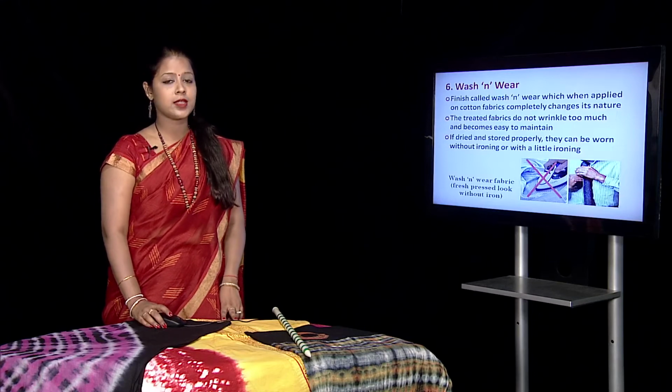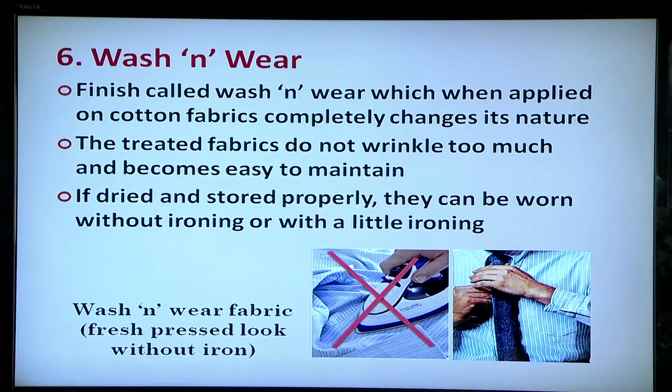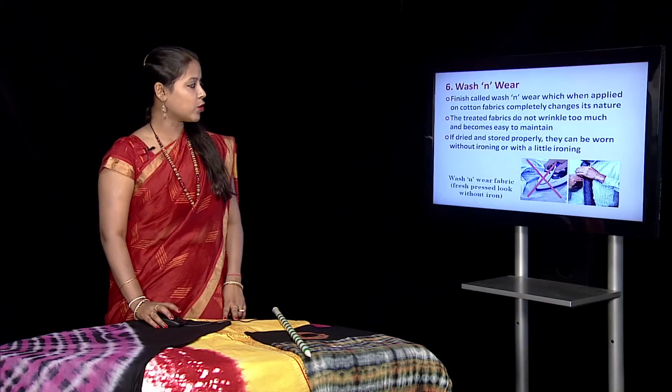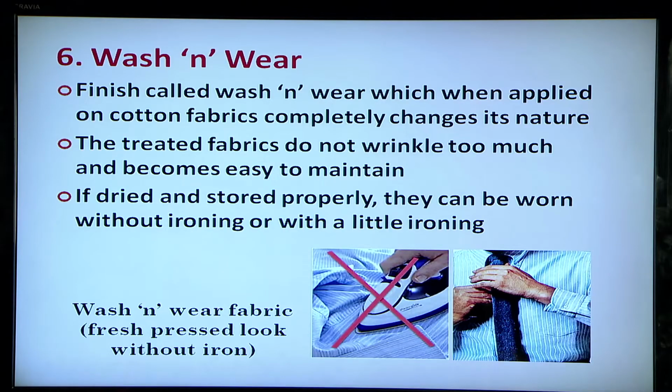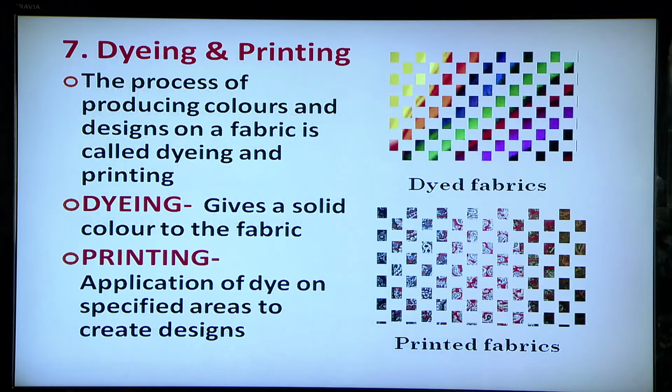Next special finish is wash and wear finish. It is also called the wrinkle resistant finish. Finish called wash and wear, which when applied to cotton fabrics completely changes its nature. The treated fabrics do not wrinkle too much and become easy to maintain. They do not require ironing, and if dried and stored properly, they can be worn without ironing or with little ironing. As you can see, this is the shirt which does not require ironing and is wrinkle free. It gives a fresh pressed look without use of iron.